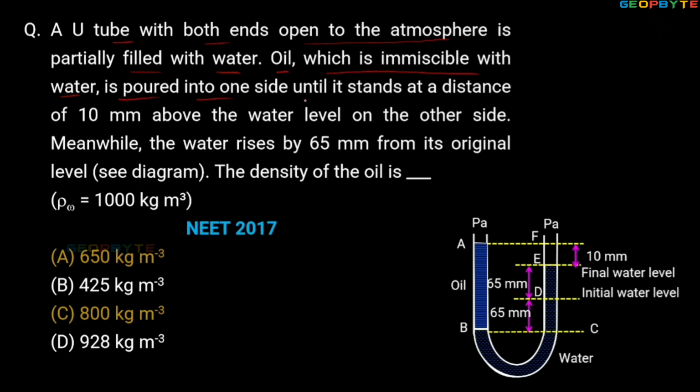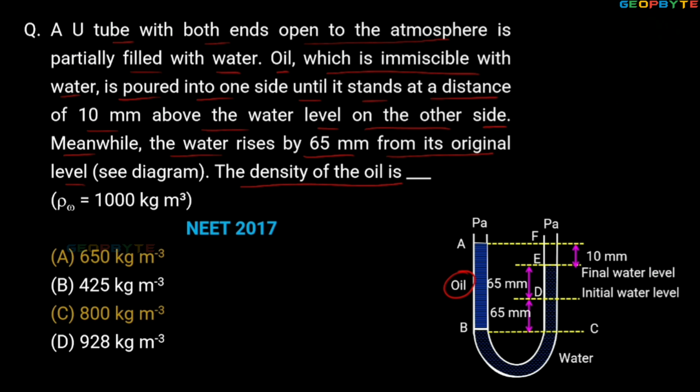Oil is poured into one side until it stands at a distance of 10 mm above the water level on the other side. Meanwhile, the water rises by 65 mm from its original level, then density of the oil is... Look at the diagram. Oil is there in the left side of the U tube and water is there in the right side. At the free surface, pressure remains same as long as the liquid is at stationary condition or rest condition. Pressure remains same at all points according to Pascal's law.